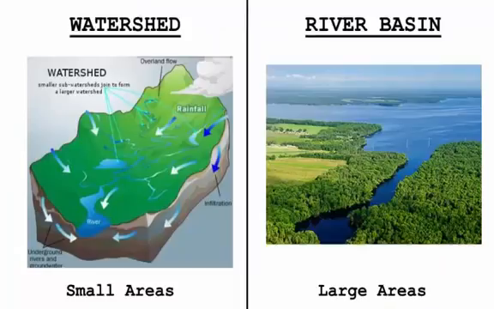However, there is a slight difference between a river basin and a watershed. Watersheds are small in area while river basins cover a large area. Just think of it this way: the meaning of watershed is shedding the water, so it has to be in portions and small areas.